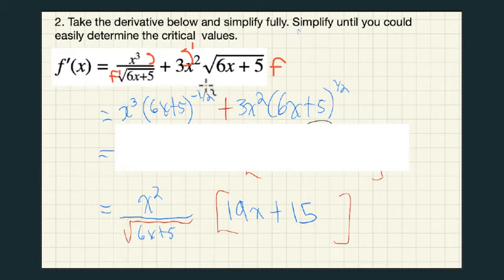Okay, so let's look at this now. First thing I'm going to do is represent these square roots with rational exponents, which you're quite familiar with from all the way back in grade 11. So this is division, 6x plus 5 square root, so it's going to be a negative exponent for sure, and then the square root indicates 1/2. And so it's x cubed times that. And then this one's much easier because it's 3x squared. And then we don't need a negative exponent here because it's just a positive square root, so 1/2.